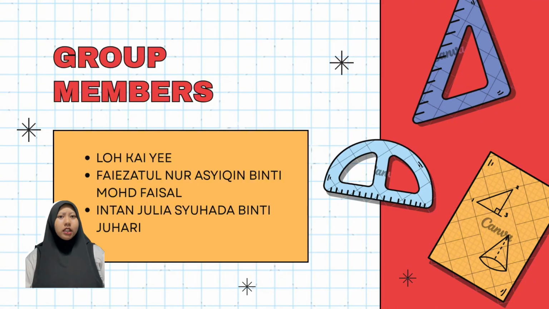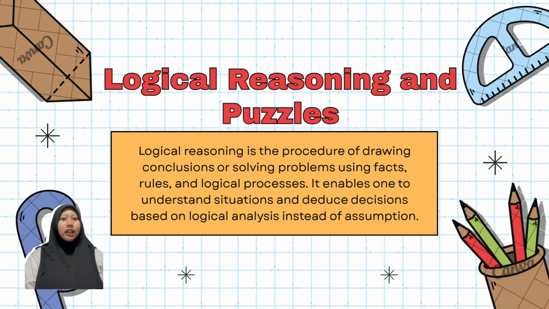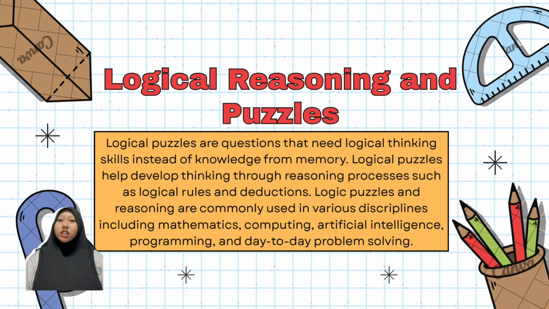What is logical reasoning and puzzles? Logical reasoning is the process of drawing conclusions or solving problems using facts, rules, and logical processes. It enables one to understand situations and make deductions based on logical analysis instead of assumptions. Logical puzzles are problems that need logical thinking skills instead of knowledge from memory. Logical puzzles help develop the thinking and reasoning process used as logical rules and deductions.